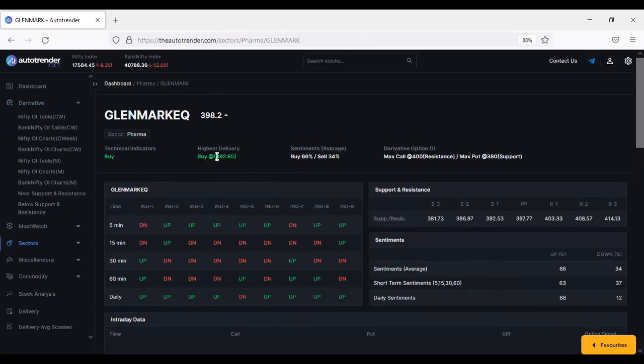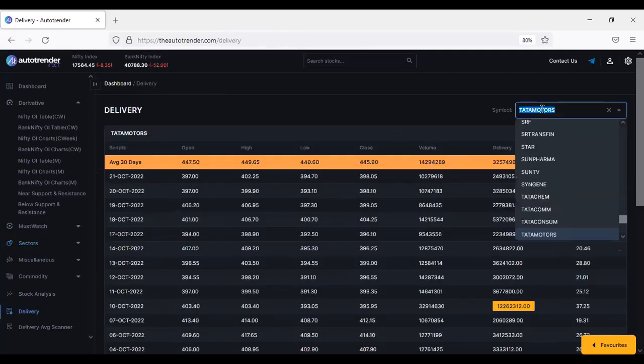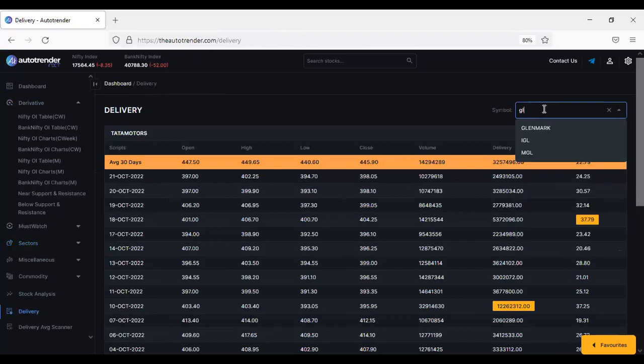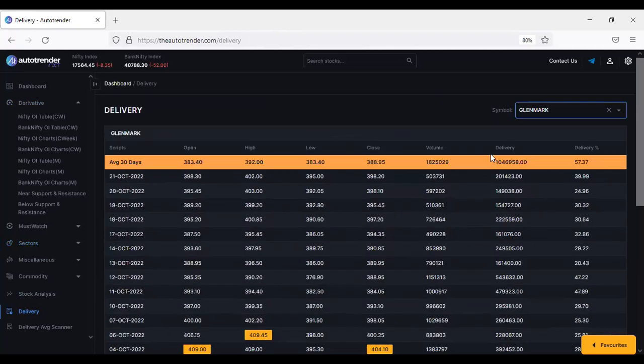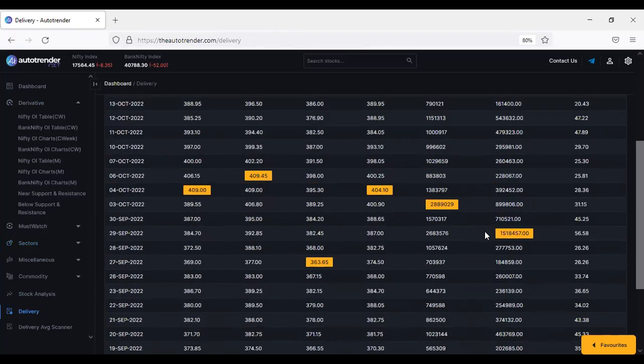Stock highest delivery buy. Look again. I'll go back to the delivery tab and tell you from where the highest delivery has come up. This buy at the rate 392.85, where has it come from? Again, I'm going back to the delivery tab. In the delivery tab, I'm typing Glenmark. Here is Glenmark. Highest delivery, just take highest delivery. Oh, there it is, a highest delivery. Highest delivery at what? 29 September, highest delivery.